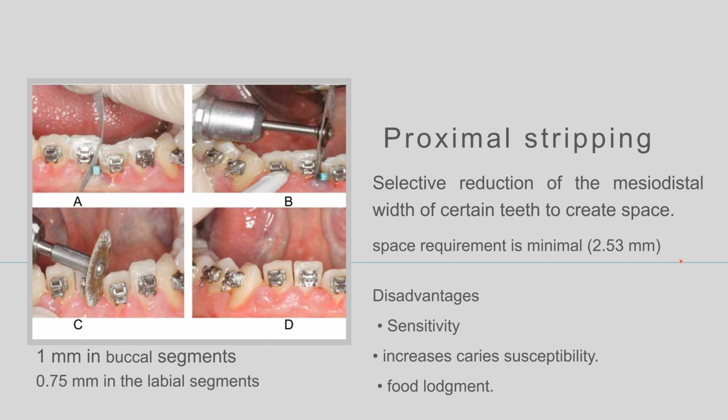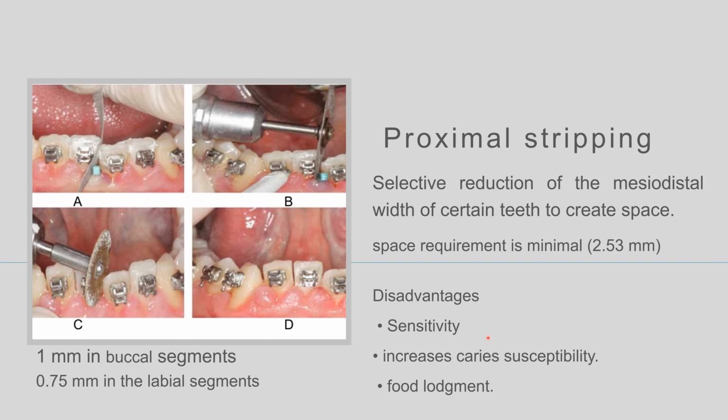The reduction of the mesiodistal width is done either by a metal strip as here, or perforated diamond disc, or perforated abrasive disc. The disadvantage of this procedure is the sensitivity of the tooth after the stripping.